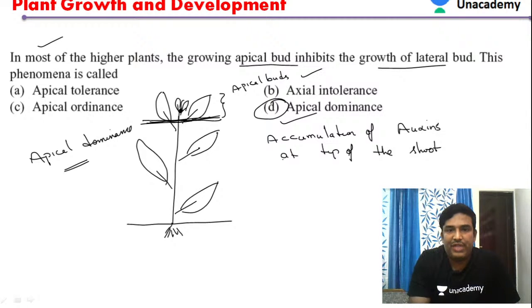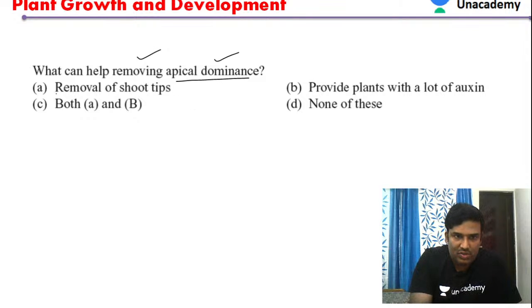When we remove the apical bud, what happens? Slowly the lateral branches start. So when you cut the apical bud, slowly the lateral branches start. Further, we have to remove the shoot tips. That is the right answer, so option A will be our right answer.